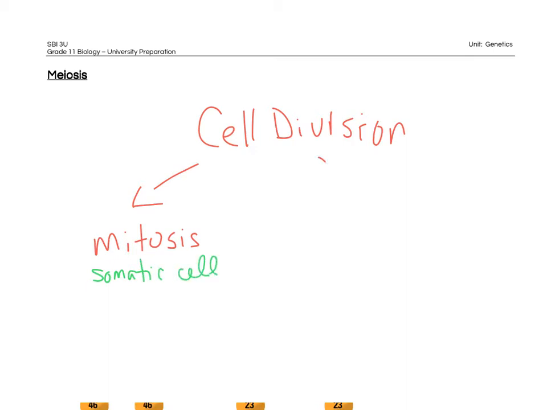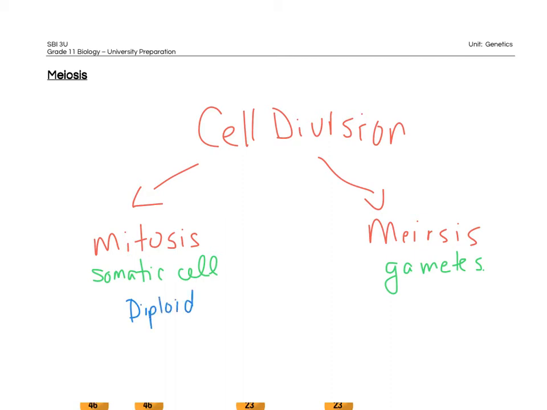Meiosis, on the other hand, I want you to take a guess. So meiosis is the process by which our gametes, or our sex cells, divide. Okay, so a couple things that you will remember from the last unit, hopefully, is that somatic cells contain the diploid number of chromosomes, whereas our gametes contain the haploid number.